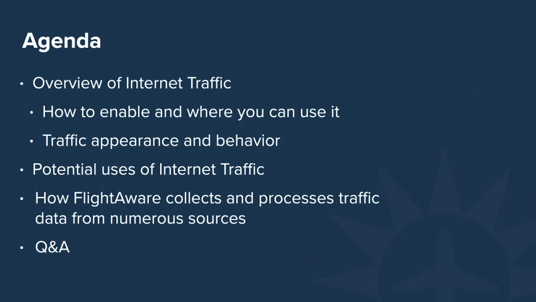Our agenda for this webinar is going to start out with an overview of internet traffic, in case you haven't watched any of our videos from the last release or read any of the release materials and you're not sure how to use it. This will allow you to understand how to enable and when you can use the internet traffic layer, and specifically when the traffic layer will be showing you internet traffic versus ADS-B traffic. That's a very important distinction. It'll also talk about how traffic looks and how it behaves, which is also different from how ADS-B traffic generally works. So it's important to be aware that there are some differences there.